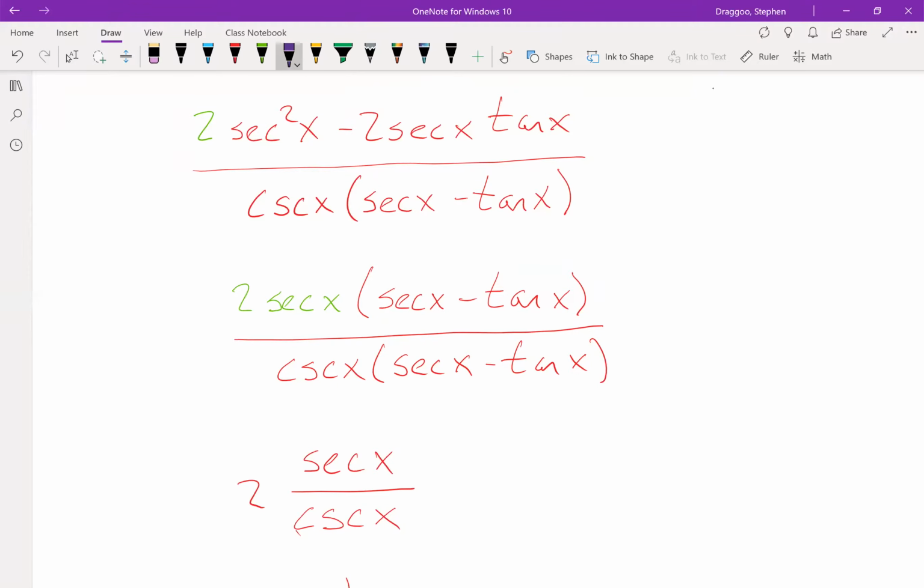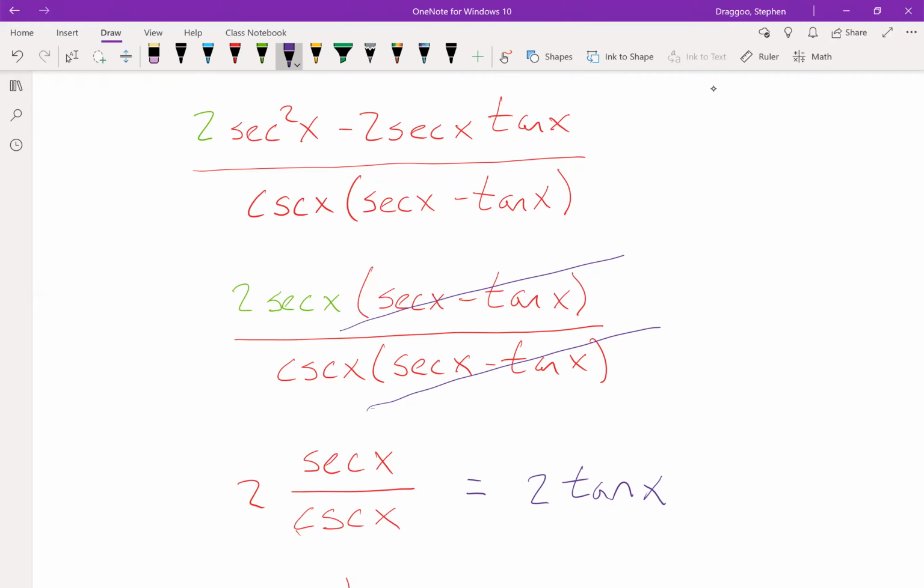Now getting into the next step, this is where everything is being multiplied in the numerator, which means I am now able to reduce a factor of secant minus tangent from numerator and denominator. So those two terms reduce, leaving me with just 2 secant over cosecant. If you're comfortable with the identity, right here we could say that secant over cosecant is equal to tangent x. So if you're comfortable with that identity right away, you could stop here.